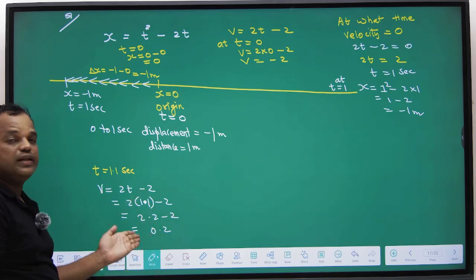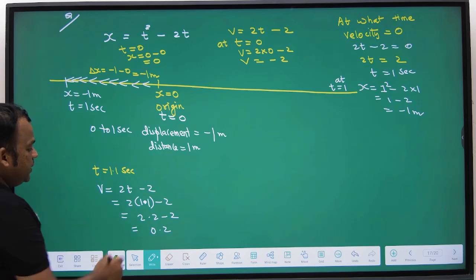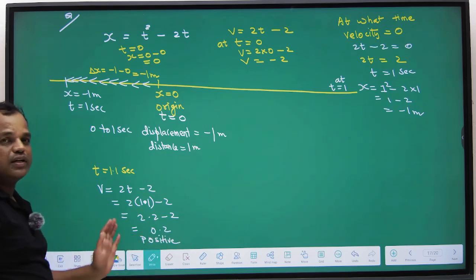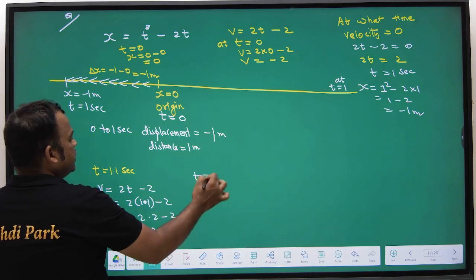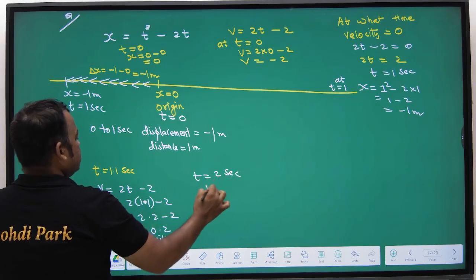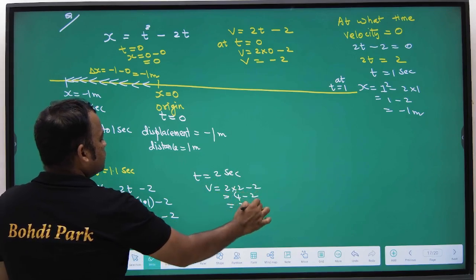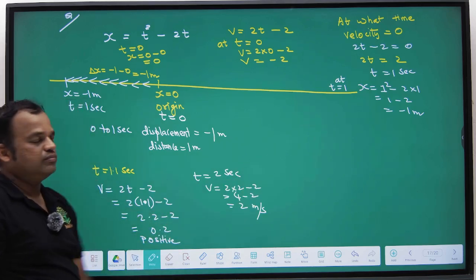Why are we calculating this? To know the sign, plus or minus, of the velocity. It is positive. Velocity is positive. It means the particle is going right side. If you put t equal to 2 seconds, velocity is 2 into 2 minus 2, so that is 4 minus 2, so 2 meter per second. Again positive, so the particle is going right side.